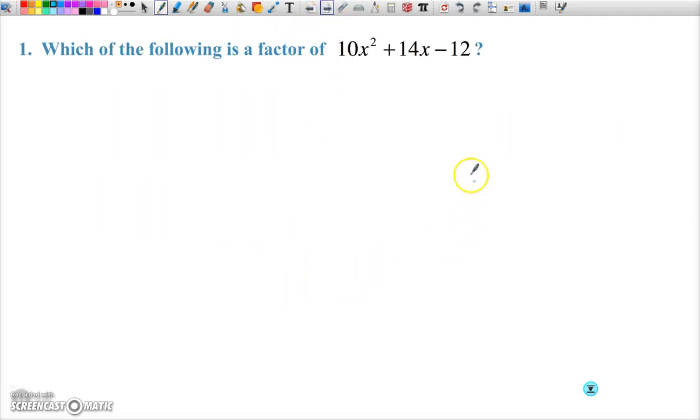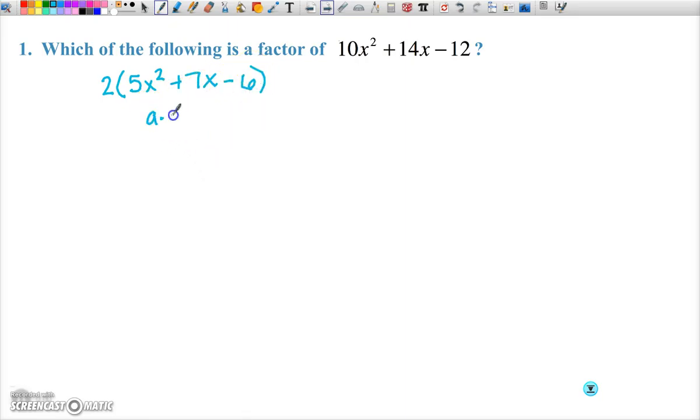Let's go ahead and get started with this first problem. And I didn't put the multiple choice answers on here, but you have them on that other paper. So which of the following is a factor of 10x squared plus 14x minus 2? The first thing we want to do is take out anything that they have in common. So I'm going to take out the GCF, which is 2, leaving us with 5x squared plus 7x minus 6.